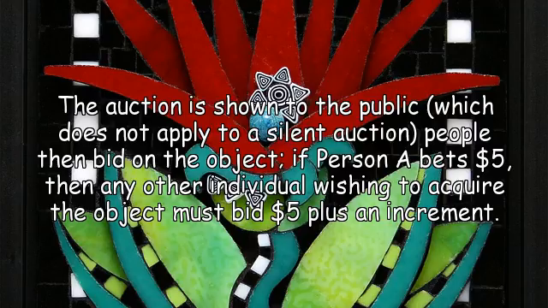Three: the auction opens. War rages on. The auction is shown to the public, which does not apply to a silent auction. People then bid on the object. If a person bids, then any other individual wishing to acquire the object must bid plus an increment.